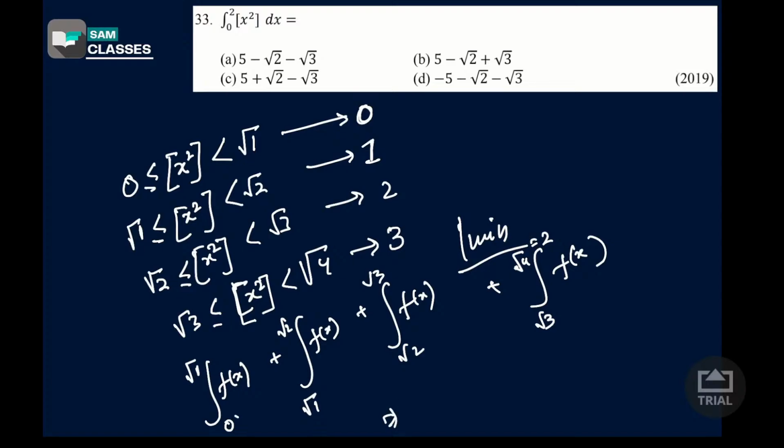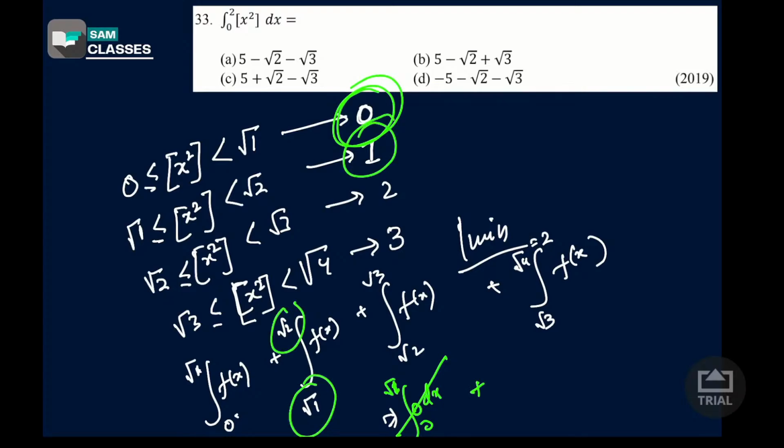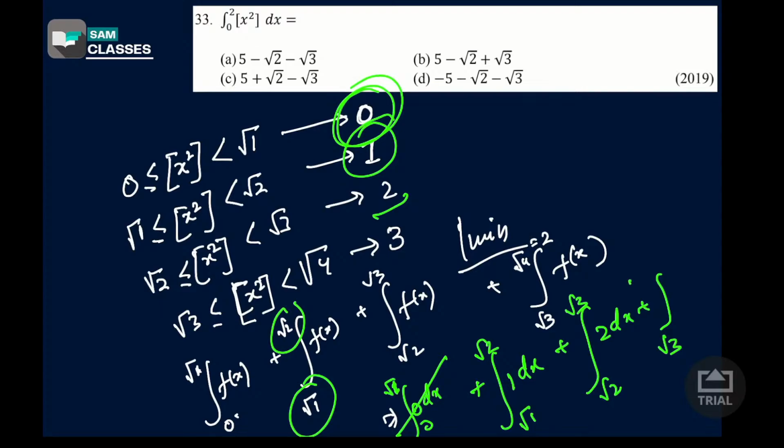Okay. So 0 to 1, what is the value I got? So it will be integration 0 dx. So this is gone. Root 1 to root 2, what I got? 1. So integration 1 dx from root 1 to root 2. Next, root 2 to root 3, what is the value we got? 2. 2 dx. And root 3 to root 4, what is the value we got? 3 dx. Clear? Now solve it.